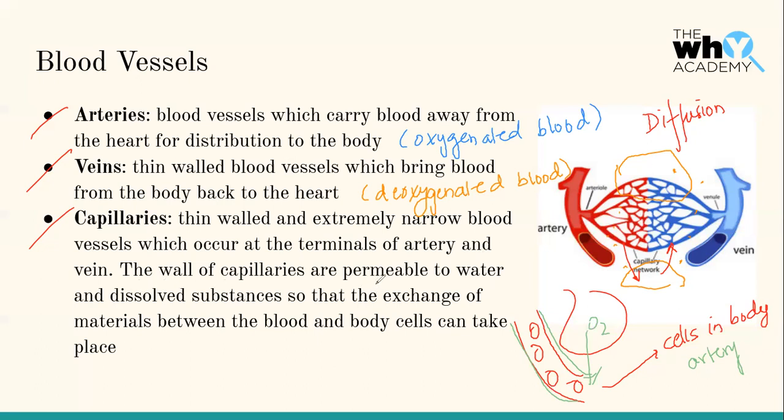And the wall of capillaries is made permeable. Permeable means basically it can take up water and dissolved substances. And of course, blood also has water, dissolved substances, everything. So that exchange of materials between the blood and body cells can take place. So when you think of alveoli for gaseous exchange, the capillary is doing a similar kind of job, but for blood. Okay.